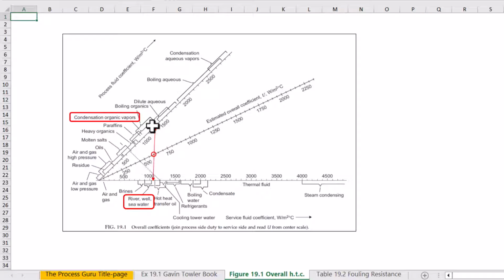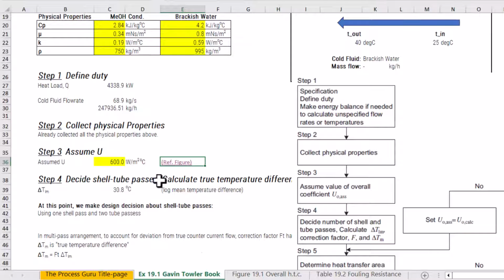When you make the tie line between these 2 points, whatever intersection you get on the axis of the estimated overall coefficient, you can easily take as the assumed value of the overall heat transfer coefficient. So as per the textbook, I am taking 600 watt per meter square degree centigrade as our reasonable first guess. Coming to the calculation sheet, here I have plugged in this value of 600 as the overall heat transfer coefficient.